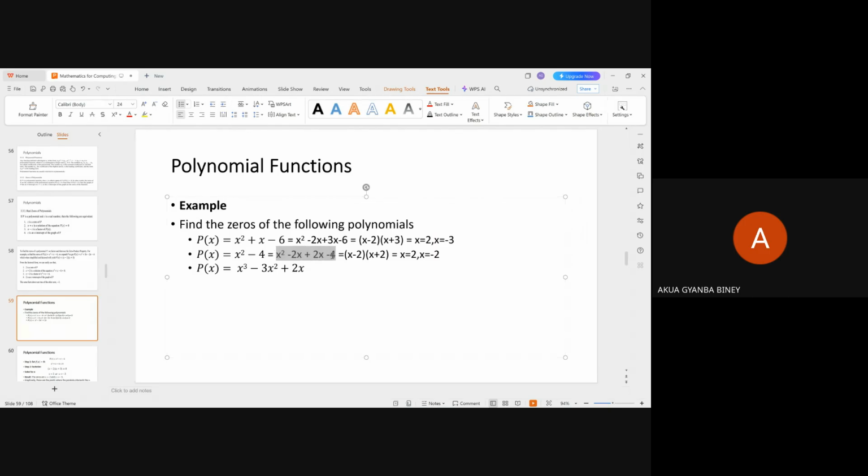So we do that, and then you get... so if these two go, you end up getting what you have. So it's x minus 2, x plus 2. Now, having the factors like this, you can get the zeros: x equals 2, x equals minus 2.